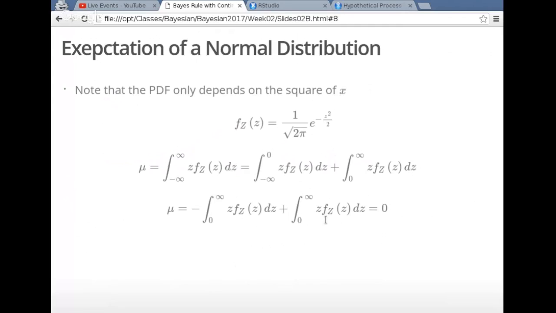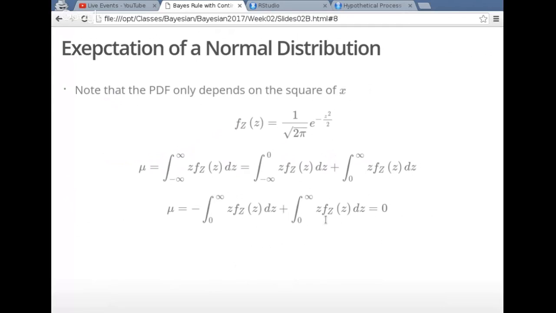These are equal in magnitude, so it cancels out to 0, provided these integrals converge, which in this case they do. However, there are some distributions where these integrals won't converge, in which case we say the expectation is not defined. We'll get to one of those later. They don't come up that much in practice. All right? So the expectation of a standard normal variable is 0.